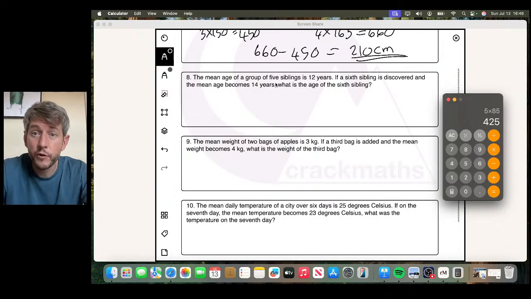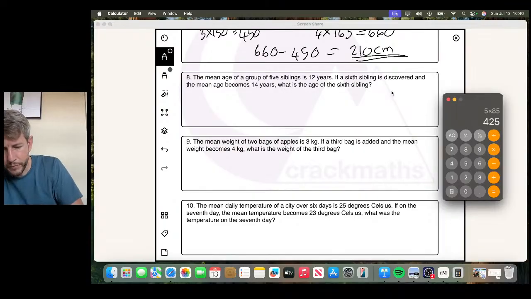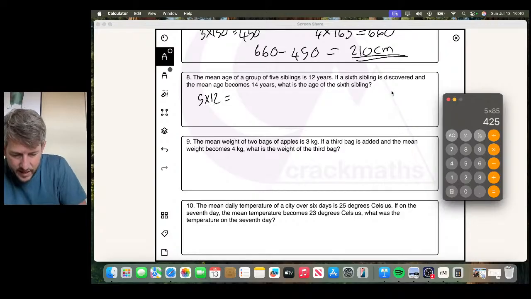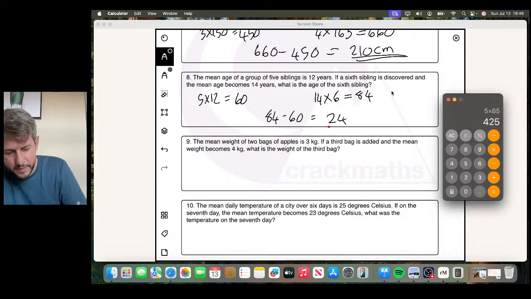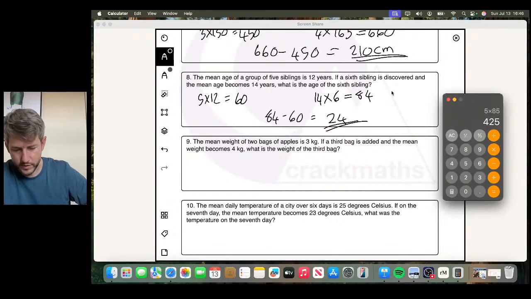Right, question 8. The mean age of a group of 5 siblings is 12 years. If a 6th sibling is discovered and the mean age becomes 14 years, what was the age of the 6th sibling? Okay, so 5 times 12 means 5 siblings had a total age together of 60. And then we've got 14 times 6. So 14 times 6 is 60 add 24 is 84. Okay, so 84 take away 60, 24. So the 6th sibling would have been 24 years old.